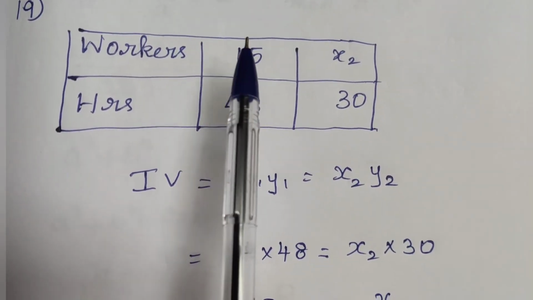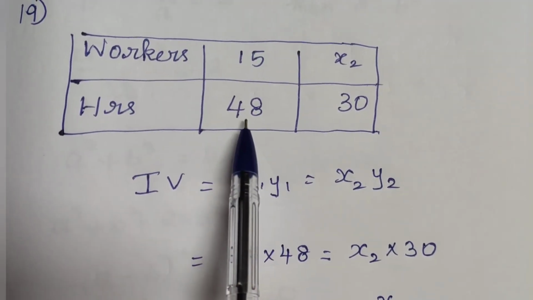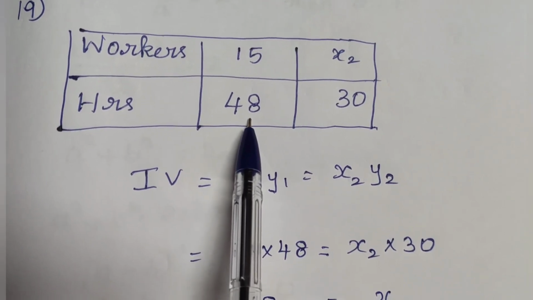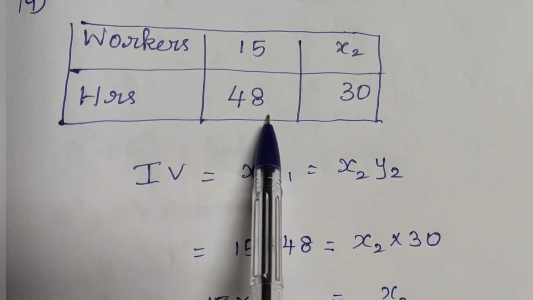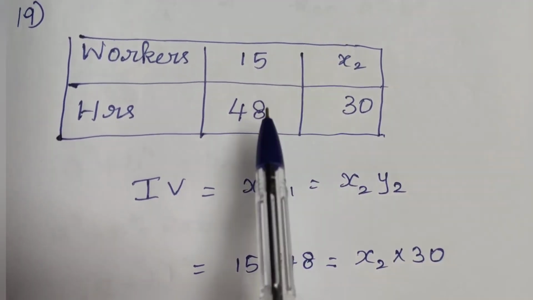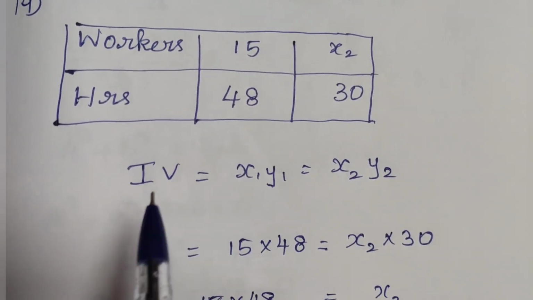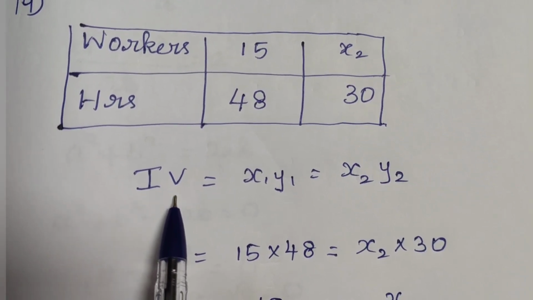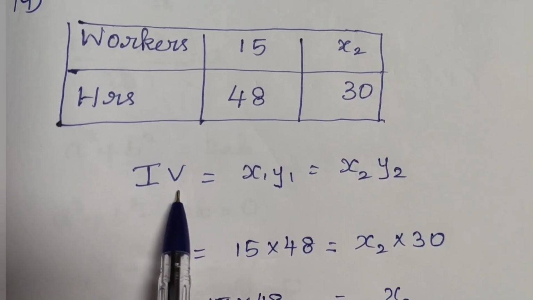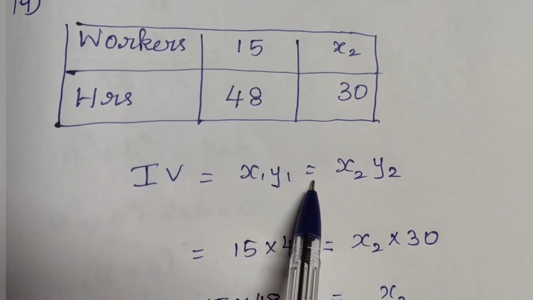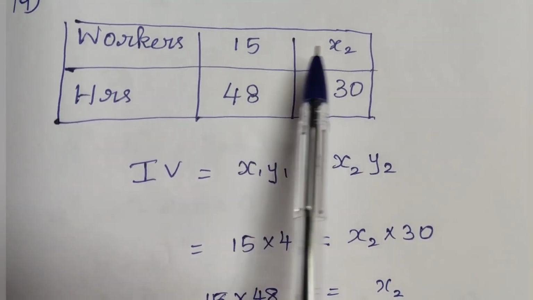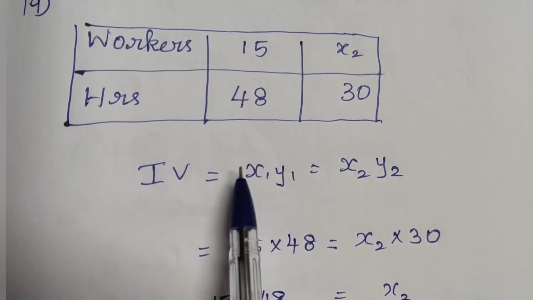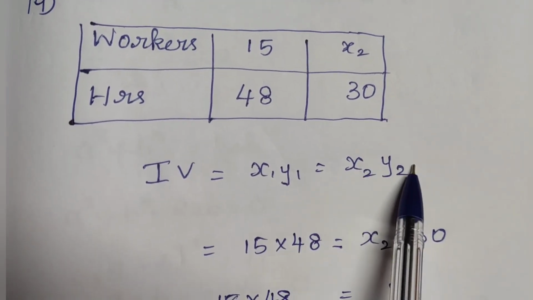When the number of workers increases, the time taken to finish the work decreases. So when one quantity increases, the other quantity decreases. So it is inverse variation. What is the formula for inverse variation? x1 y1 is equal to x2 y2. The top two columns are x columns, x1, x2. This is y1, y2. So x1 y1 is equal to x2 y2.